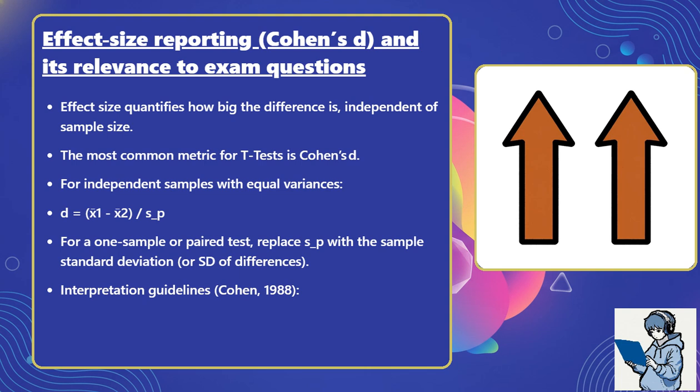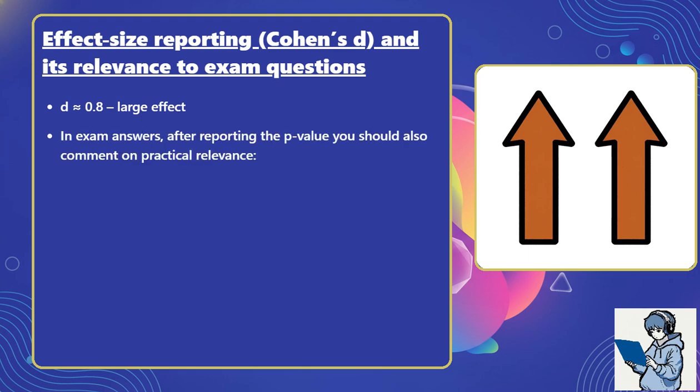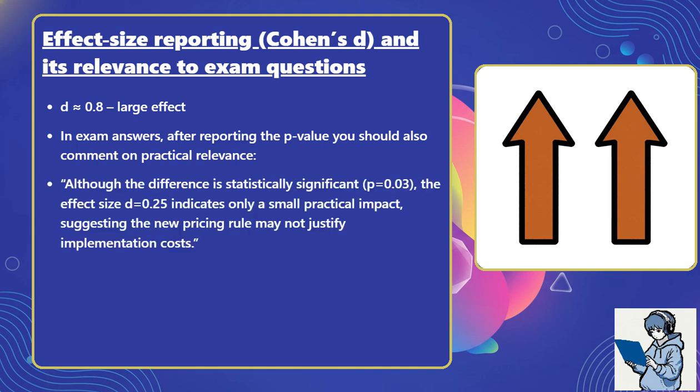Interpretation guidelines, Cohen 1988. D approximately 0.2, small effect. D approximately 0.5, medium effect. D approximately 0.8, large effect. In exam answers, after reporting the p-value, you should also comment on practical relevance. Although the difference is statistically significant, p equals 0.03, the effect size d equals 0.25 indicates only a small practical impact, suggesting the new pricing rule may not justify implementation costs.